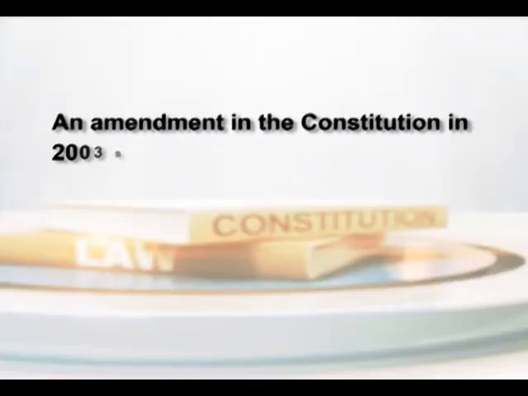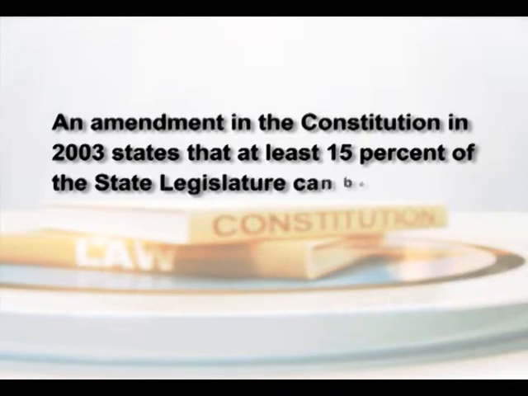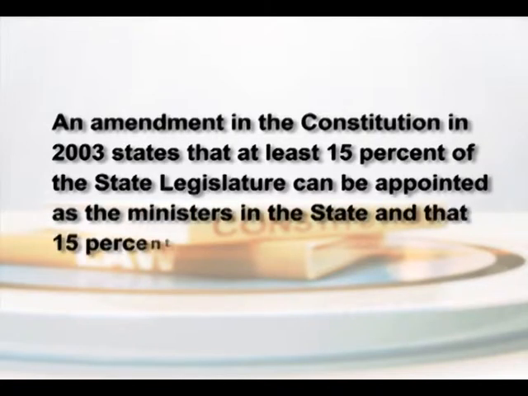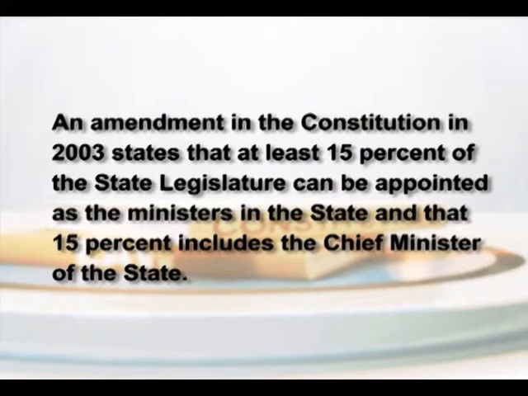However, in the year 2003, Parliament amended the Constitution and it has been stated that at most 15% of the total members of the state legislature can be appointed as ministers in the state, and that 15% includes the Chief Minister of the state. The Constitution of India did not mention anywhere the existing stratification within the Council of Ministers.